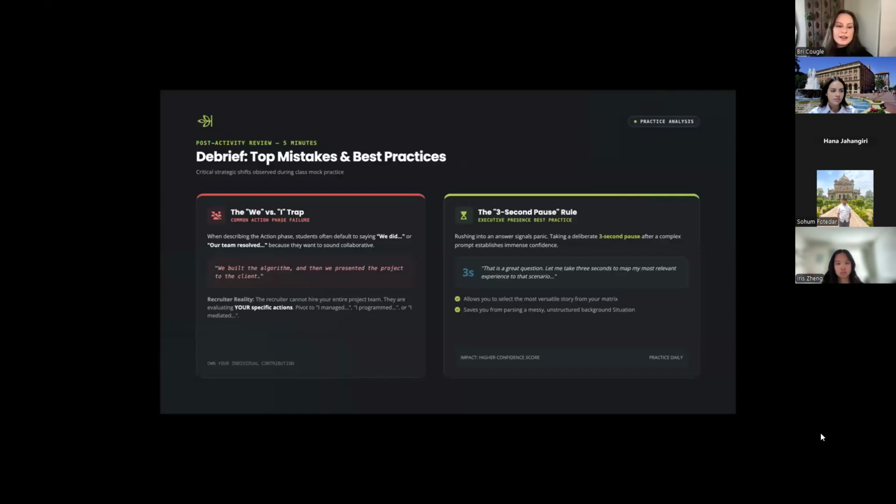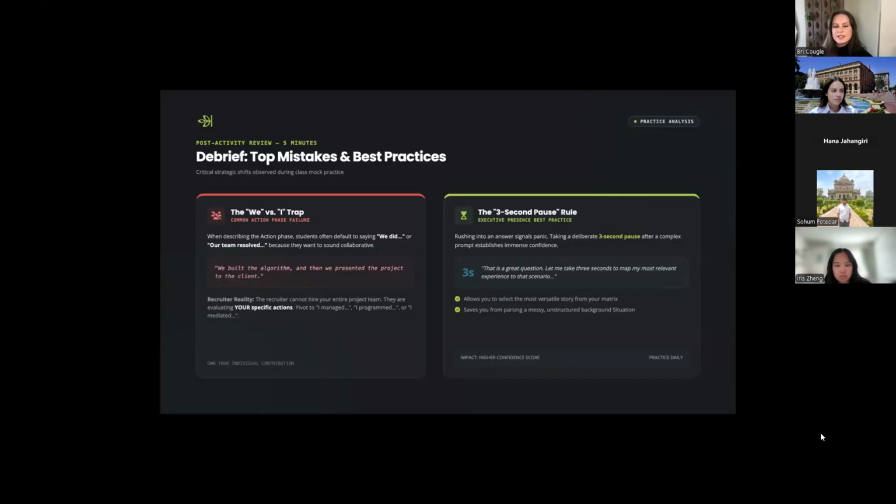And then a debrief of best practices here. This is again just to summarize some of the hot points that I talked about. But the we versus I trap should be a key takeaway for everyone when you're interviewing. Really focus on framing things around what you specifically resolved: I managed, I programmed, I mediated.